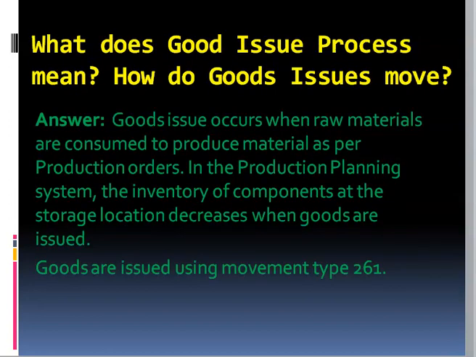What does goods issue process mean? How do goods issues move? Answer: Goods issue occurs when raw materials are consumed to produce material as per production orders in the production planning system. The inventory of components at the storage location decreases when goods are issued. Goods are issued using movement type 261.